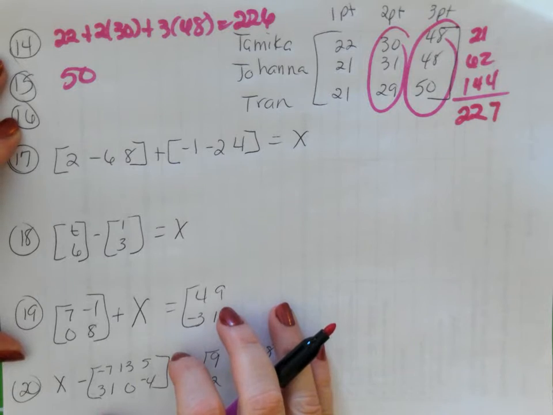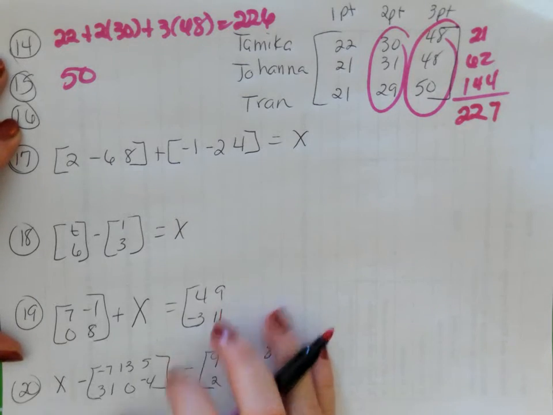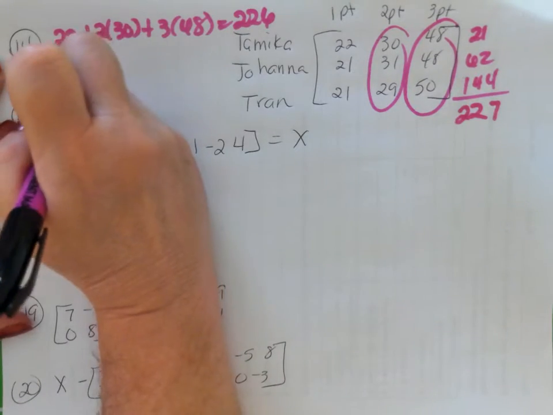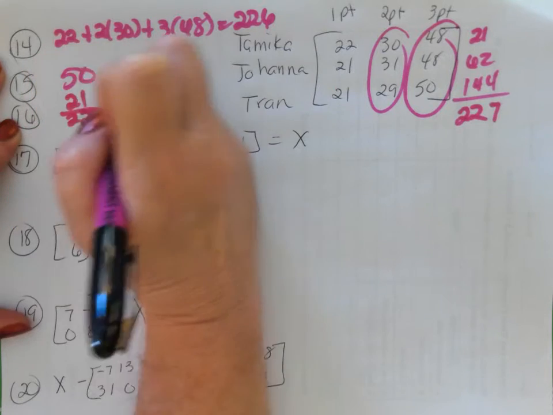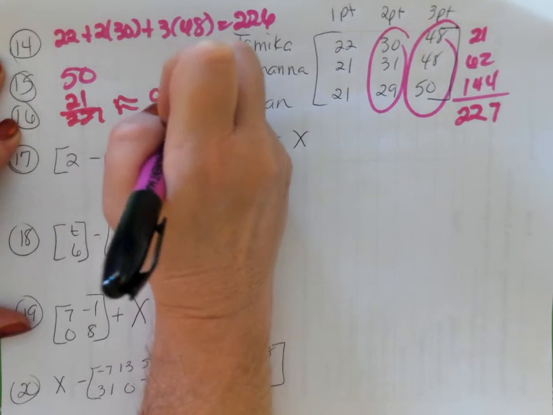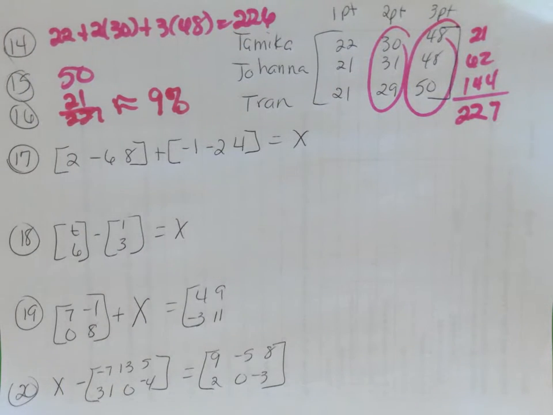And see, let me read that again. We're from 1-point shots. She made 21. So 21 divided by 227 is about 9%. And that's the question. Cool.